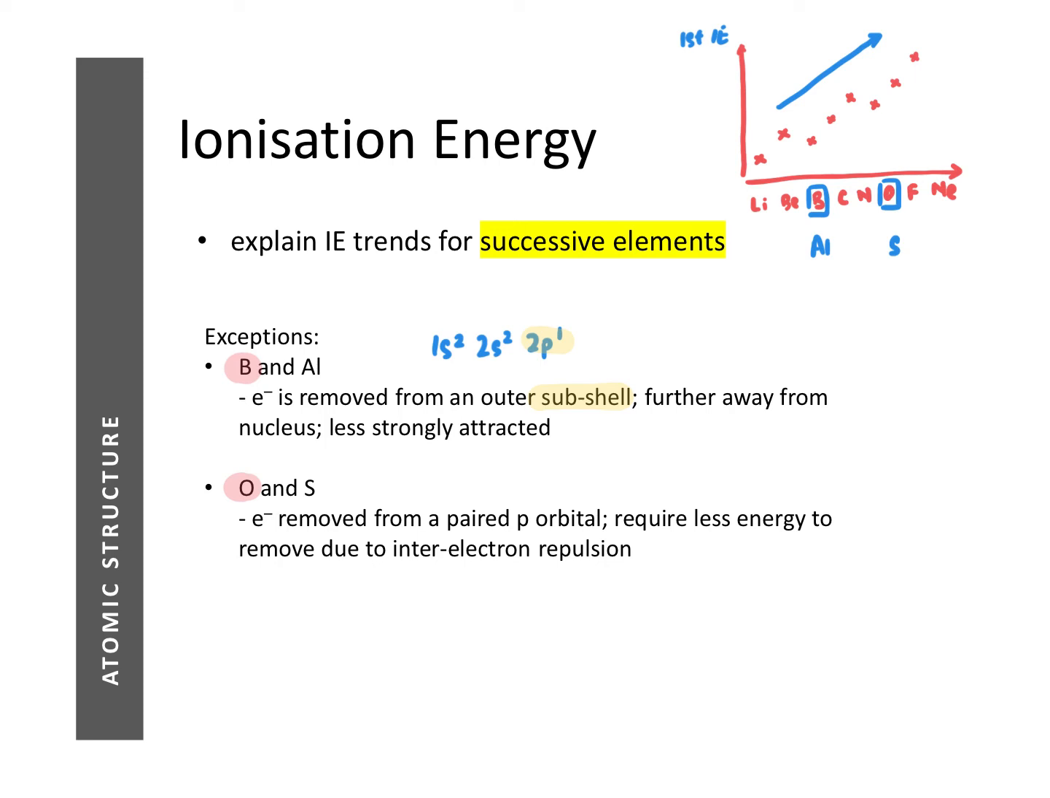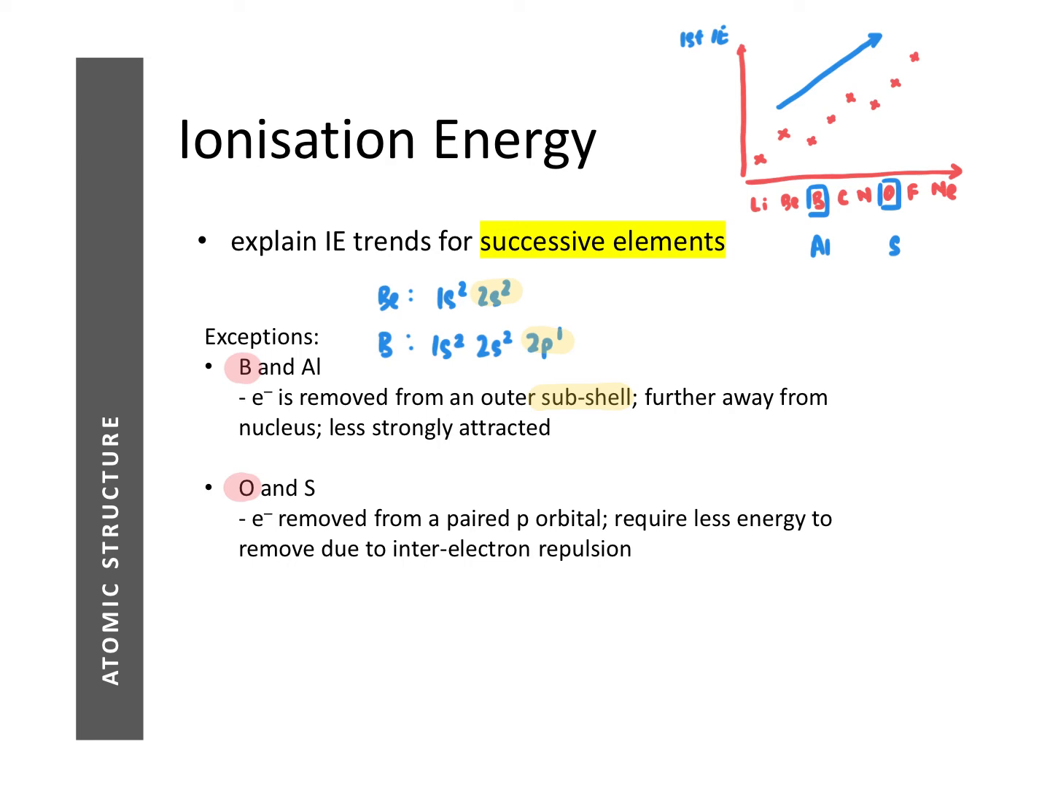If we look at beryllium, I'm just going to write down, this is for boron. Beryllium has this particular electronic configuration. So the first electron to be removed is from an inner 2s subshell. So in this case, it requires more energy.